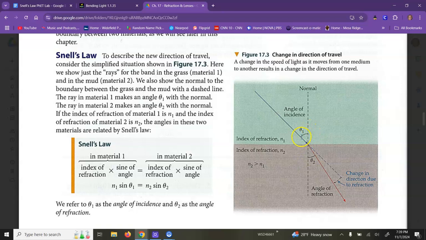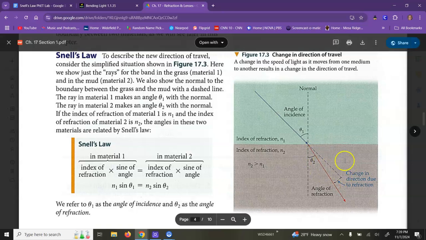This normal is not actually there, it's imaginary, so that's why it's a dashed line, and we always measure from the normal. So theta 1, which is the angle of incidence, or the incoming angle, is measured from the normal right there, and then we have n sub 1, which is the index of refraction of the incoming light ray.